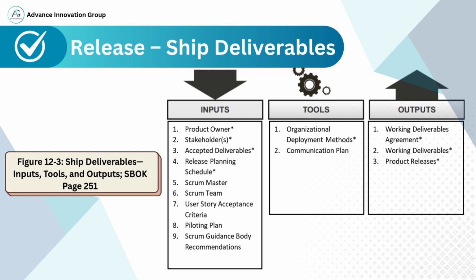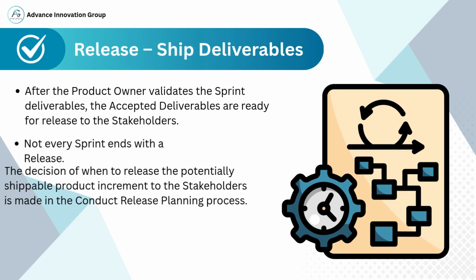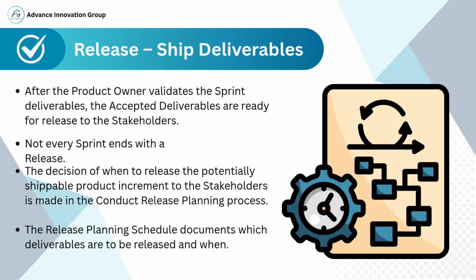In summary, this step transitions the project from execution to delivery, ensuring everything is ready for launch and all parties are aligned. In this part of the release phase, we focus on shipping the deliverables. Once the product owner validates the sprint outputs, they are labeled as accepted deliverables. This means they have met all the defined done criteria and are now eligible to be released to the stakeholders.